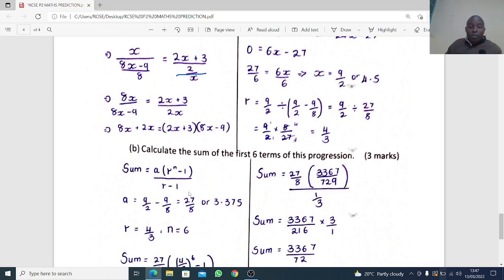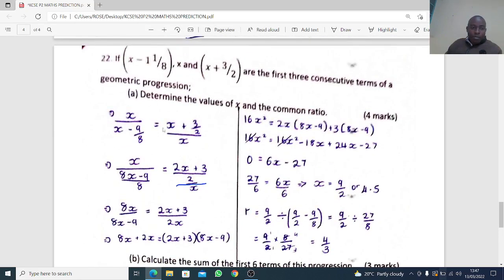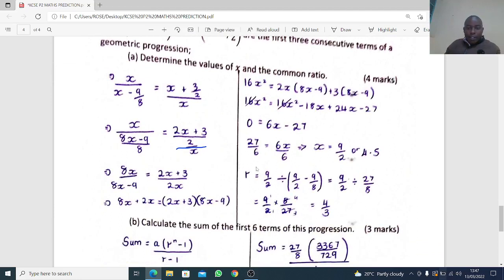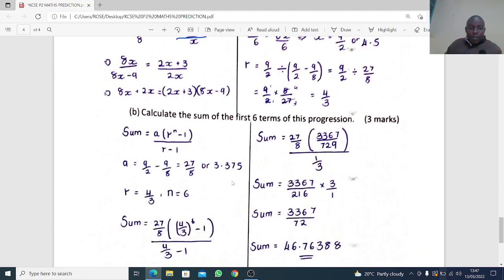It is from the mathematical table. This formula should not be crammed. It is there in the mathematical table. So we use it and substitute, where a is the first term. Our first term is x minus 9 over 8, that is 9 over 2 minus 9 over 8, which is the same as 27 over 8.